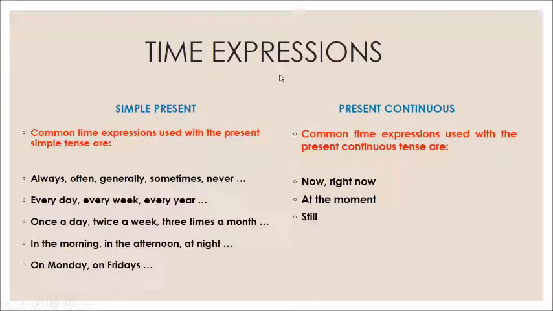Finally, we need to remember what the time expressions are that we use for these tenses and use them to identify them in a correct way. For the simple present, we have time expressions like always, often, generally, sometimes, never, every day, every week, every year, once a day, twice a week, 3 times a month, in the morning, in the afternoon, at night, on Monday, on Fridays. When we find these time expressions in a sentence, we can say that we are using the simple present or that we are talking in simple present.